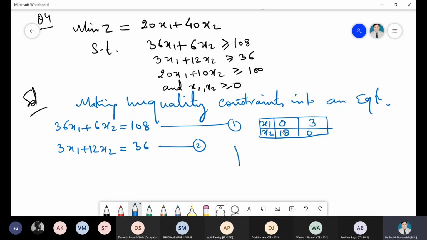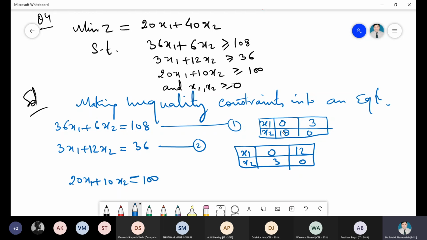Equation number 2. We go for x1, x2 0 and 0. So 3x1 0, 3. This 0, 12. Third is 20x1 plus 10x2 equal to 100. This is equation number 3.